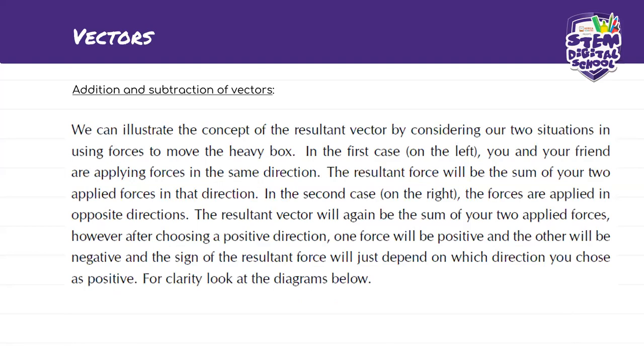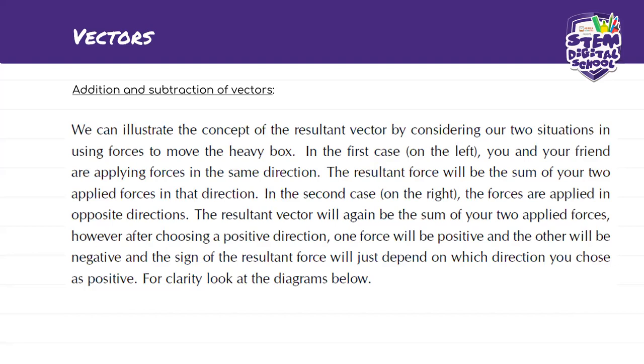In the second case, however, on the right, the forces are applied in opposite directions. So now you guys are fighting. You just felt that moving in the same direction is not working for you. So now you want to move it in your own directions, both of you. So the resultant vector will again be the sum of the two applied forces. But because one now has a negative, it means that one is going to be subtracted from the other one.